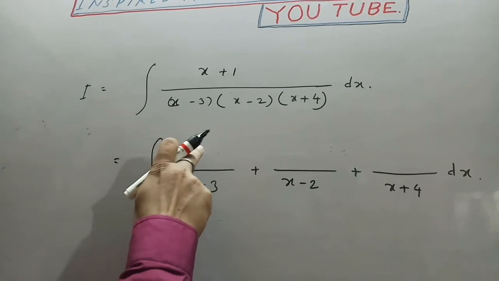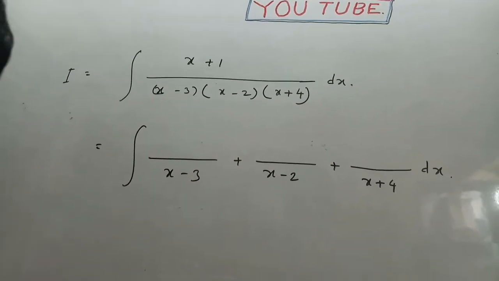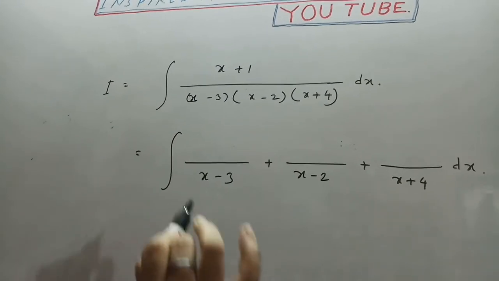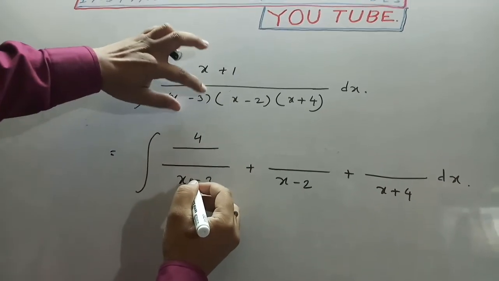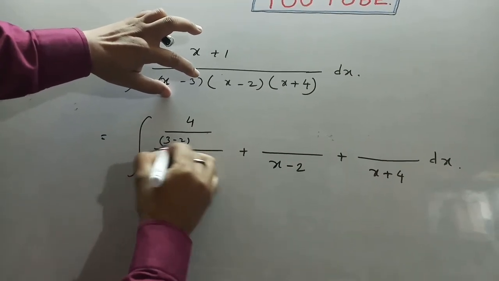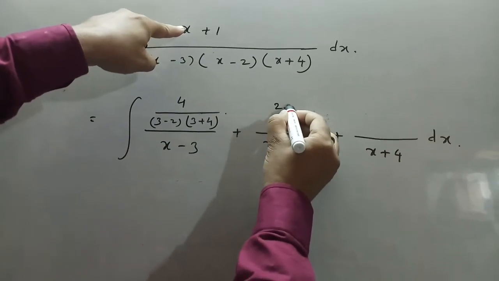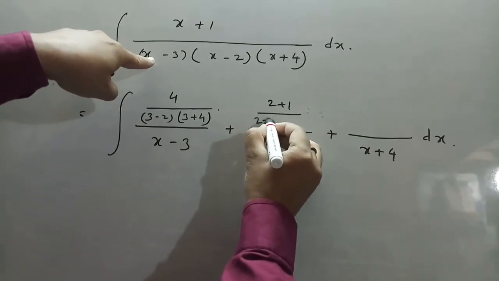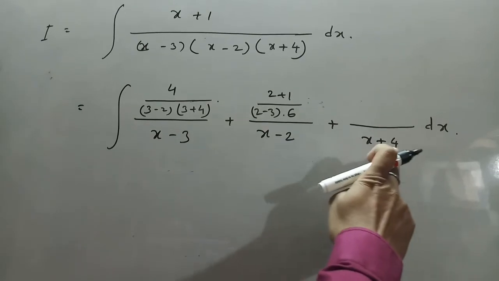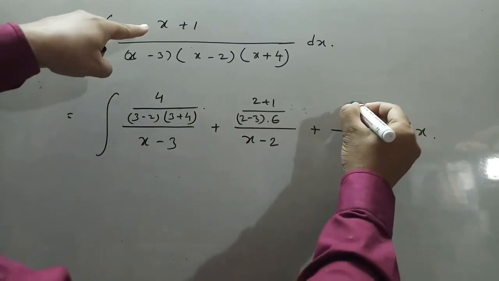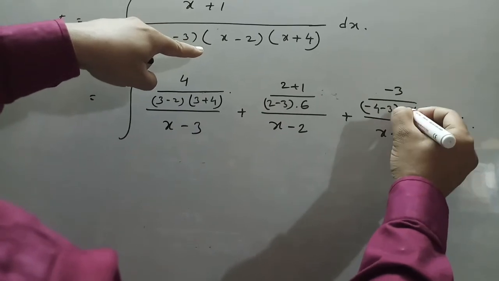Now what will be the value in the numerator? Like before, we have shown the shortcut technique, that is here x minus 3 equal to 0, x equal to 3. Put here 3 plus 1, 4. This will be cancelled because this will be 0. Then 3 minus 2, and this is 3 plus 4. Then x equal to 2, that is here 2 plus 1, 2 minus 3 is 0. This is cancelled, 2 plus 4 is 6. And from the third fraction x will be minus 4. Therefore minus 4 plus 1, minus 4 minus 3, and this is minus 4 minus 2.